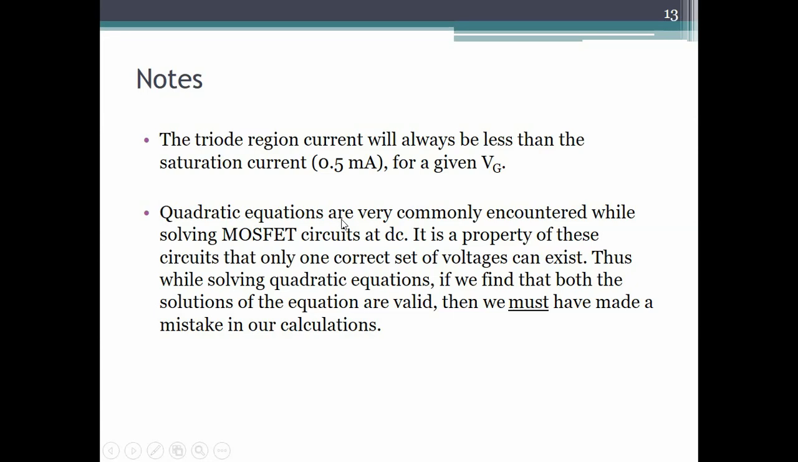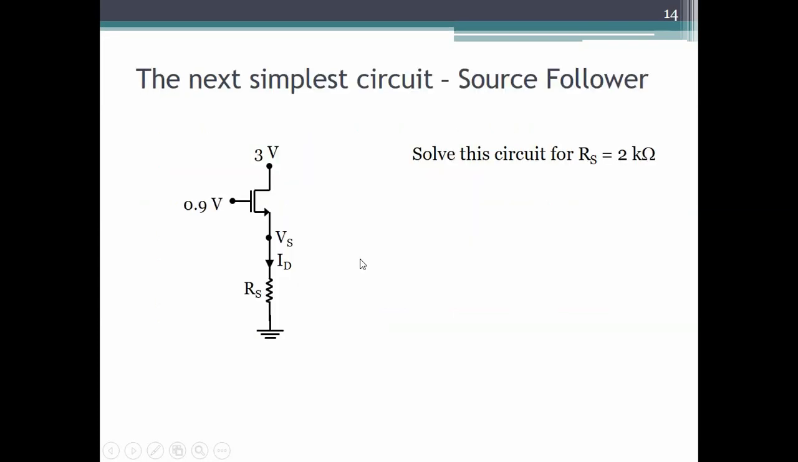So if you find when you solve these equations that both your answers are correct, that means that you made a mistake somewhere. Alright, so again this should be a kind of alarm bell, that if you are getting both correct, don't say, I don't know which one. Both are possible. They are not possible. If both are possible, that means you have made a mistake. Please go back and check your derivation and your calculations. Okay? Alright. Let's look at the next possible simplest circuit.